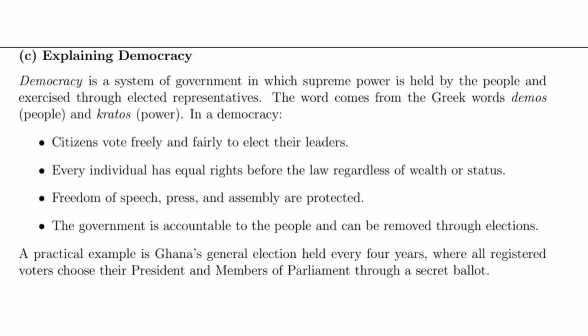Individuals have equal rights before the law regardless of wealth or status. Freedom of speech, press, and assembly are protected. The government is accountable to the people and can be removed through elections. So in Ghana, we experience democracy. So let's go to question 3.